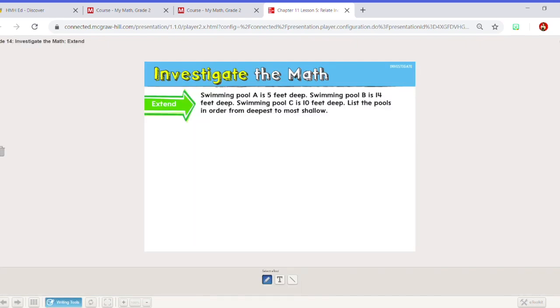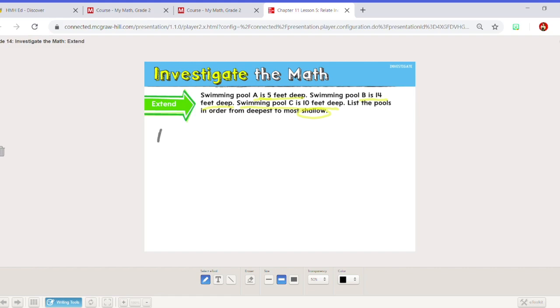Now we have a word problem to explore, so I'm going to get my highlighter out so I can write down that important information. A swimming pool. Swimming pool A is 5 feet deep. Swimming pool B is 14 feet deep. Swimming pool C is 10 feet deep. List the pools from deepest to most shallow. So shallow means not deep. It's the opposite of deep. So we want the largest pool to the smallest pool.